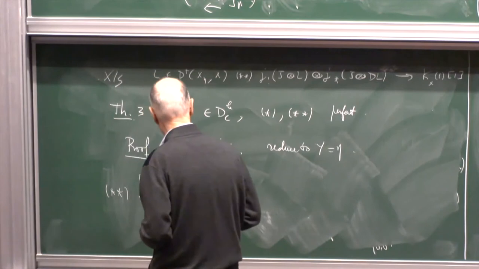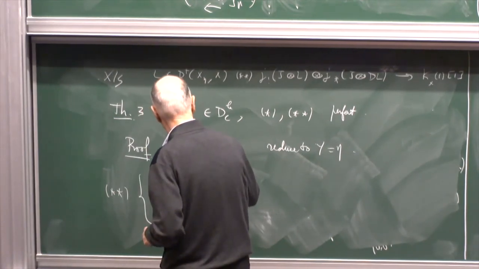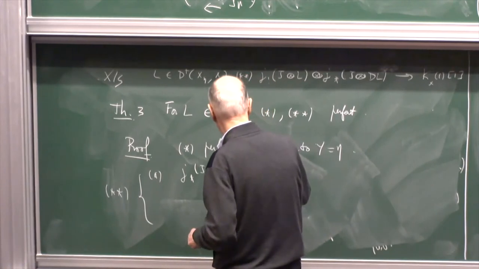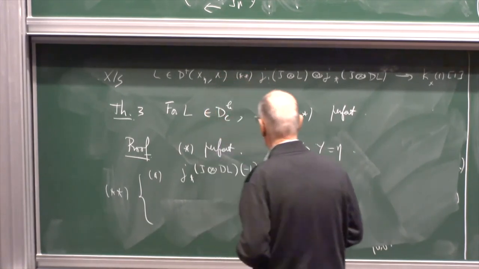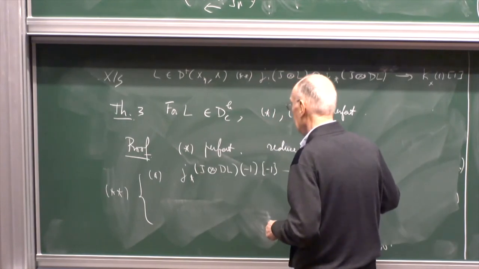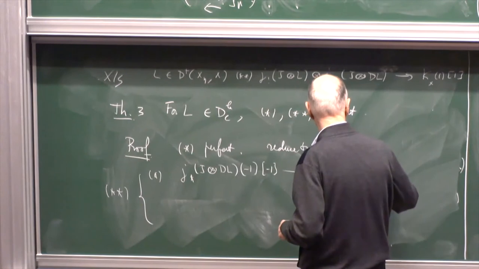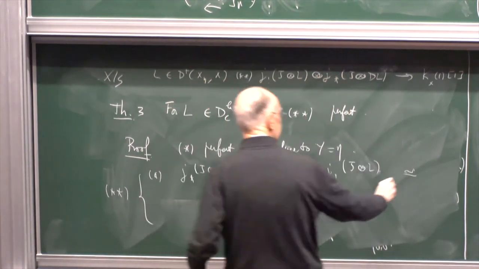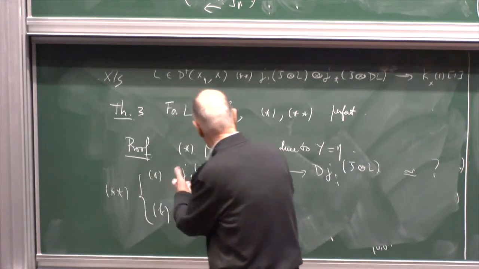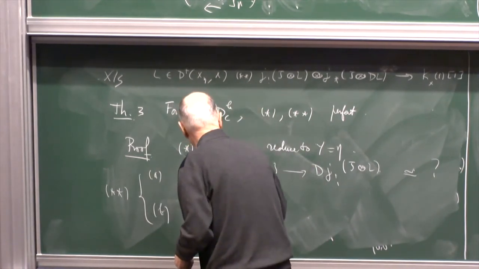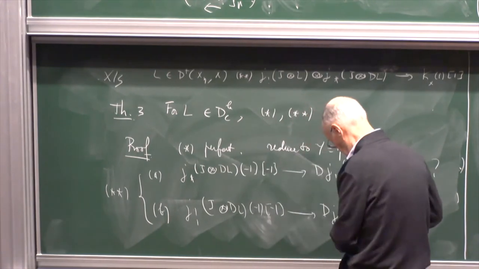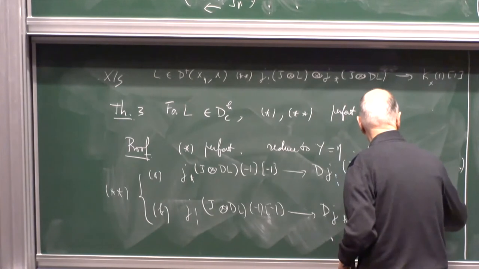A, that J lower star of J tensor DL, minus one to D J lower shriek of J tensor L, is an isomorphism, and B, that J lower shriek, now changing L to DL, the J tensor DL minus one to DJ lower star of J tensor L is an isomorphism.